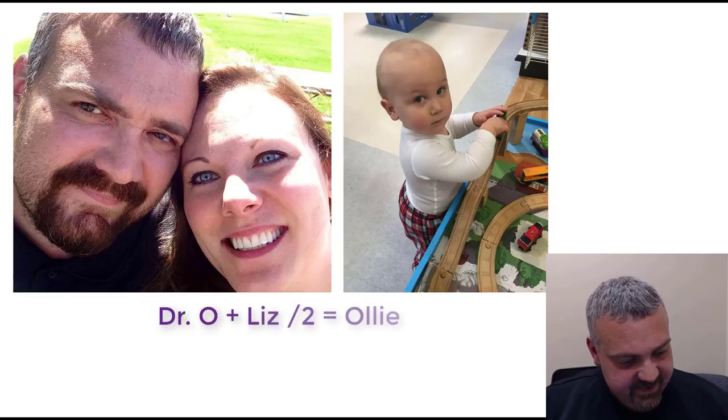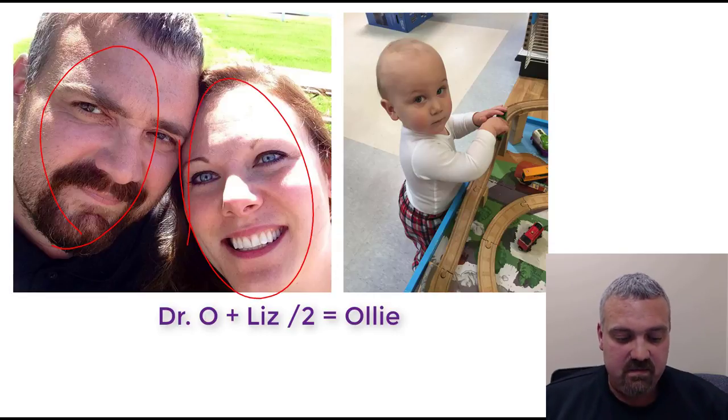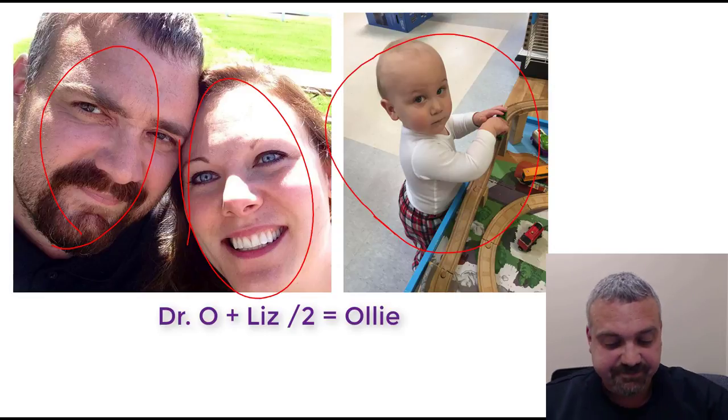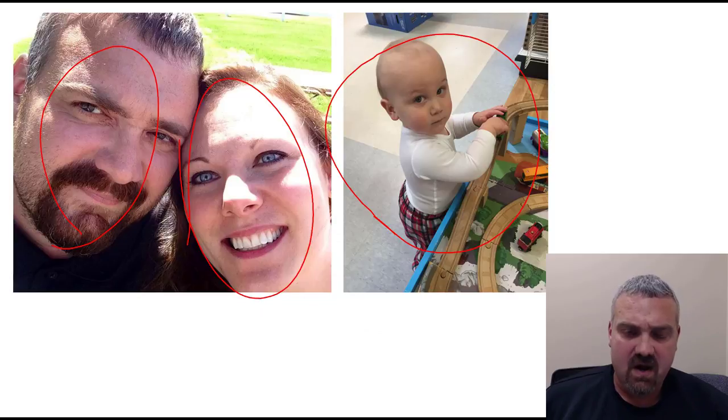So here we have myself and my beautiful wife, Liz. And we mix and match genes when we create offspring. And here we have Oliver, my son. So that's an example of vertical gene transfer, how organisms are able to mix and match genes, which allows for adaptation and evolution from generation to generation. But bacteria are different because they do that when they reproduce through binary fission, but they also can evolve in their lifetime using horizontal gene transfer.